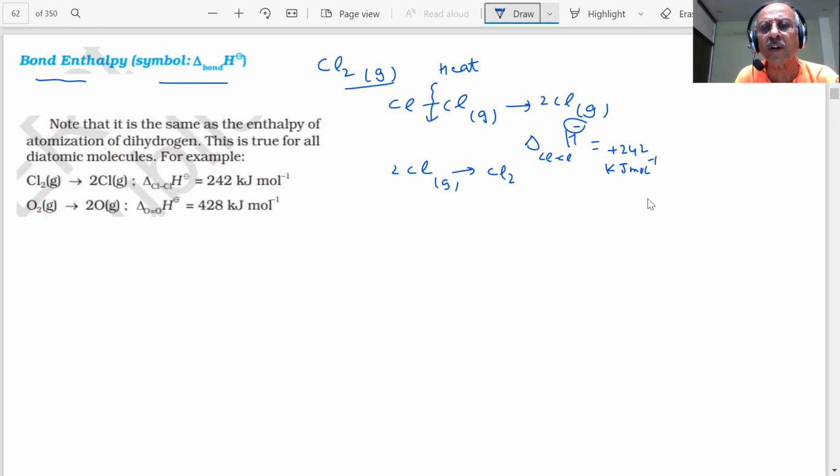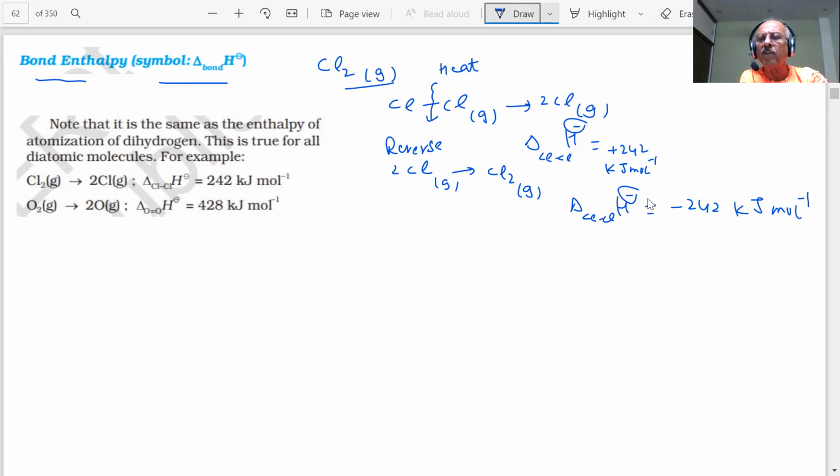And if the reverse happens, then what will happen, student? If I do the reverse, the same amount of energy will be released. Yes, sir. That will become minus 242 kilojoules per mole. Am I right? But I'm trying to tell you, student, when a chemical reaction takes place, reactants have bonds. Some bonds are breaking. And when products are formed, new bonds are being formed. And that is the reason reactions could be either exothermic or endothermic, because of the bond enthalpies.